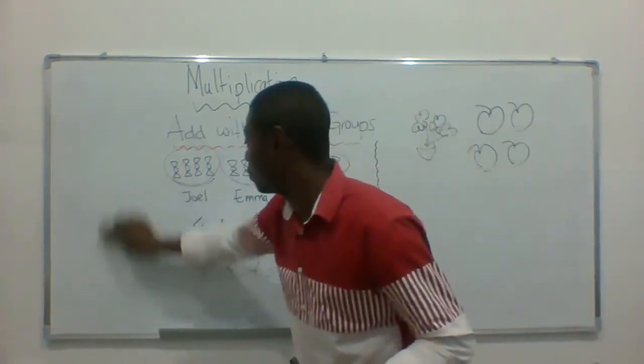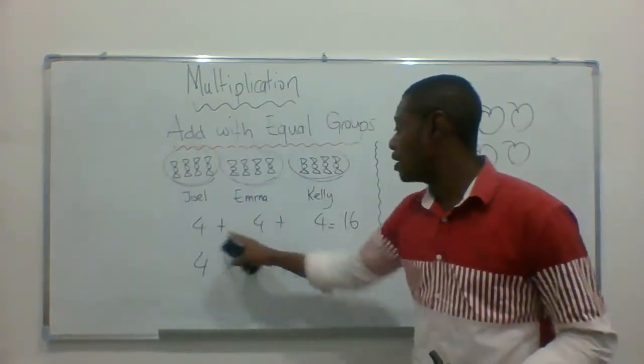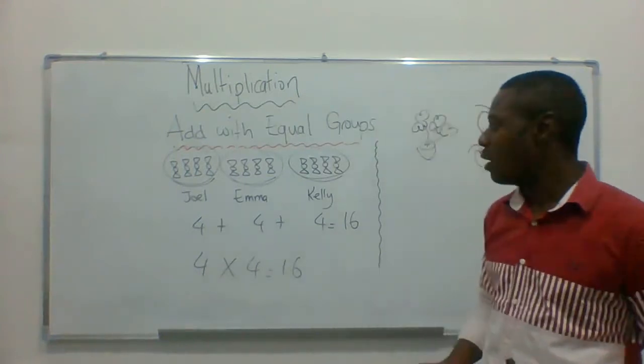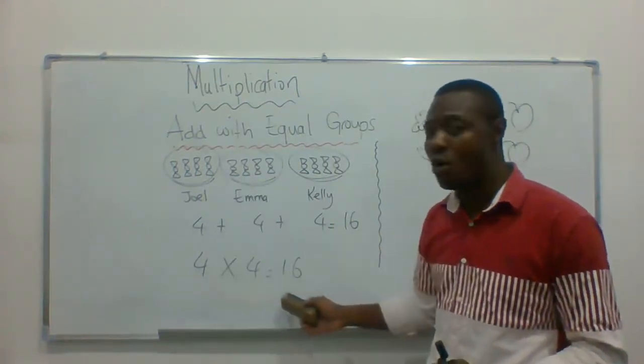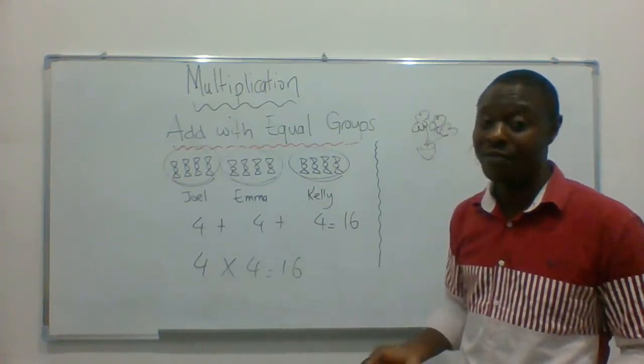I'm going to erase this one. It's not there anymore. 1, 2, 3 4s. Now, what is the multiplication sentence of this? Is it still 4 times 4? Let's figure it out together.